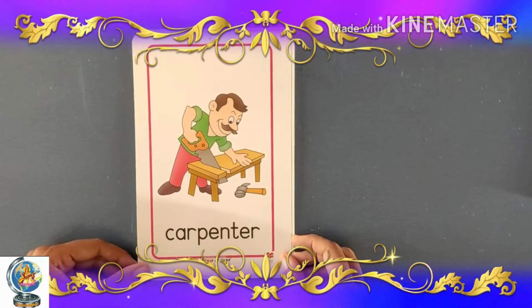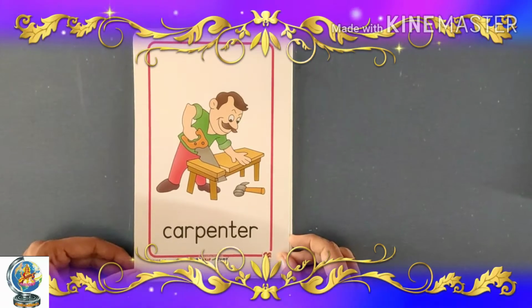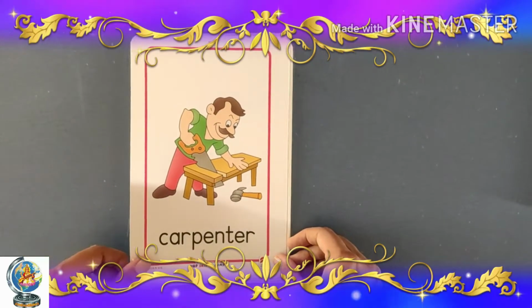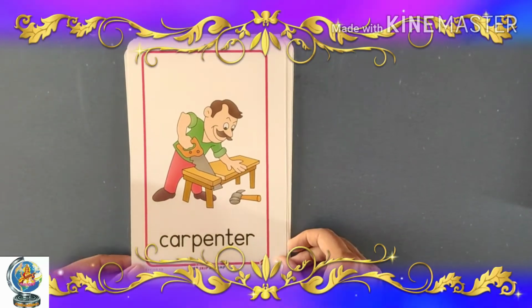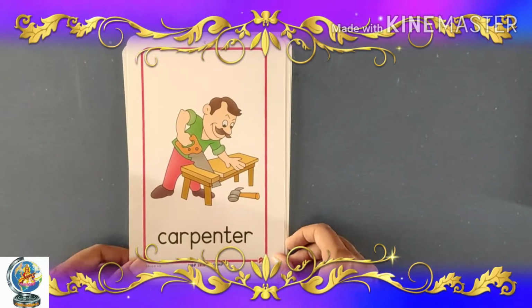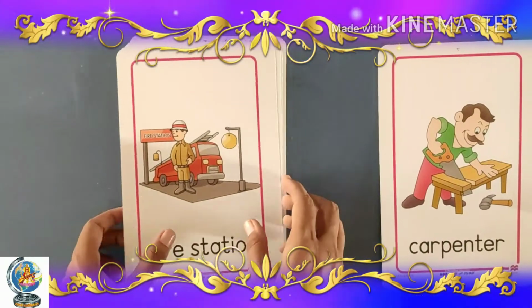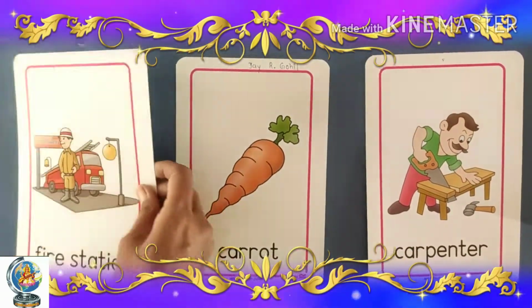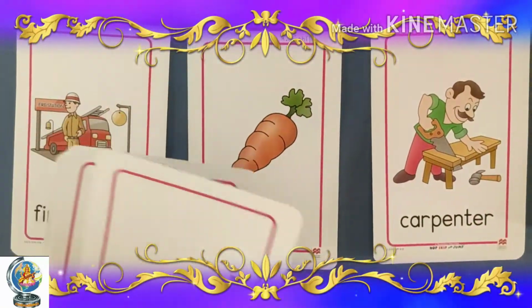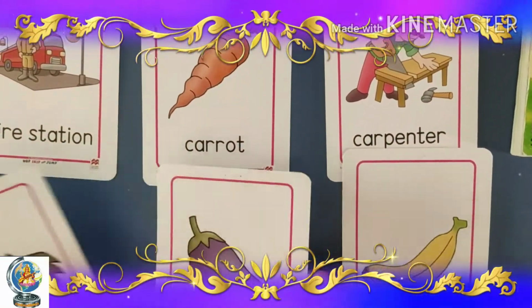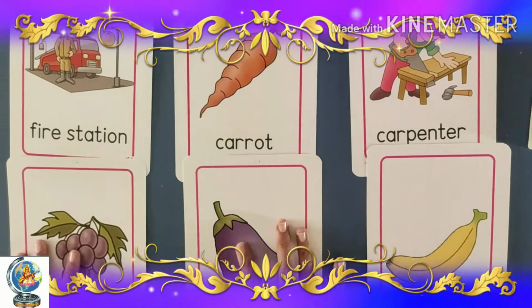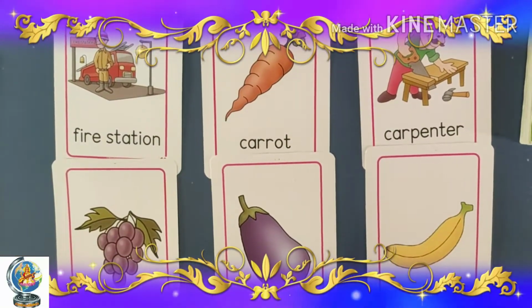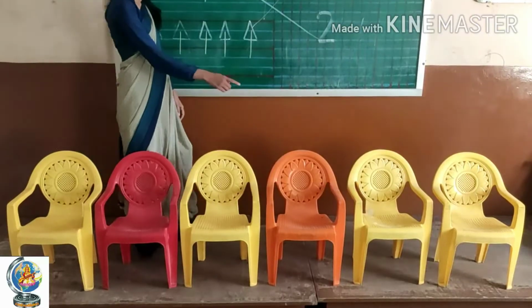What are these? These are flashcards. Different type flashcards. Okay. How many flashcards are here? Yes, 1, 2, 3, 4, 5, and 6. 6 flashcards are here. Look at here.